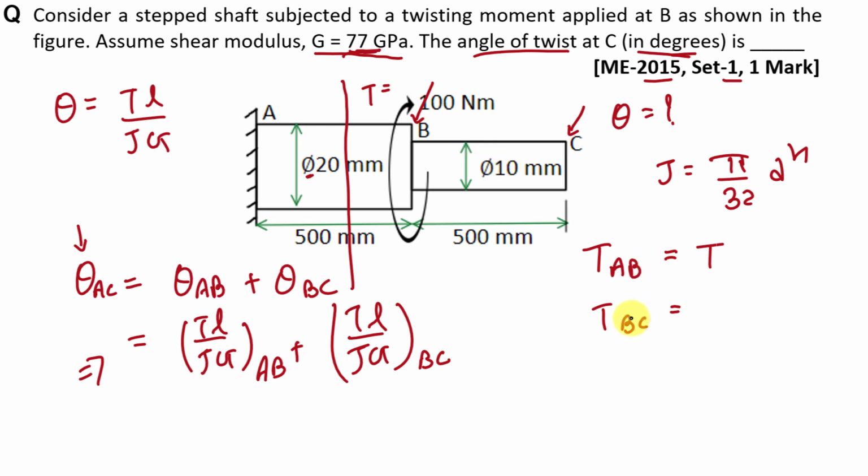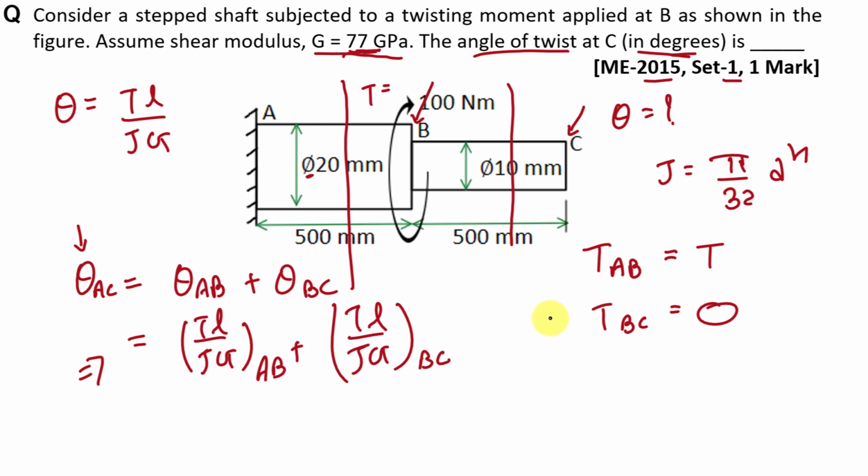And if you want to find out twisting moment in this BC shaft, then we have to take section in BC shaft like this, and we have to take summation of all the twisting moments applied on this shaft either side of this section. Now here you can see that on the right side of this section there is no twisting moment. So here T in BC part is 0. Means twisting moment in part BC is 0.